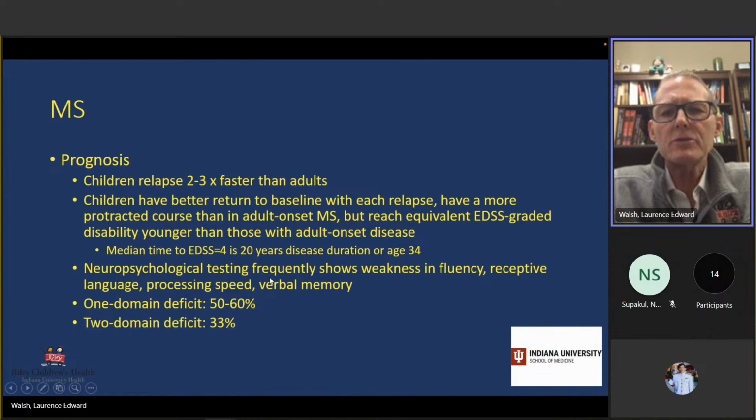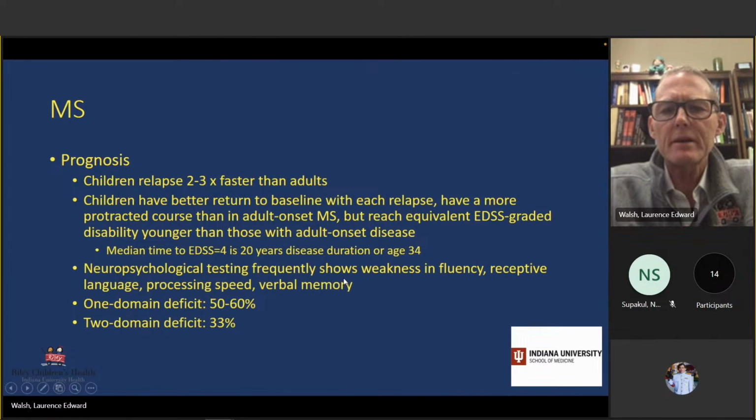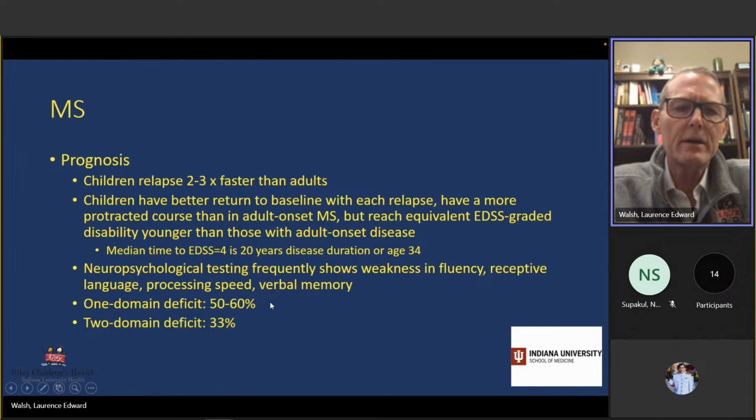One thing that we don't do enough of, and I think I would do this with MOGAD, with NMOSD, is that we should be getting neuropsych testing with children because they often do have subtle cognitive difficulties, if not overt ones. And this just shows about 50-60% of kids with MS have at least one learning domain deficit, and 2 domains about a third.